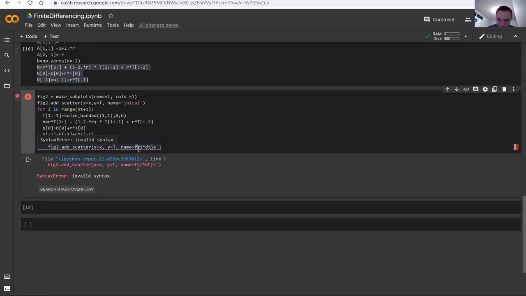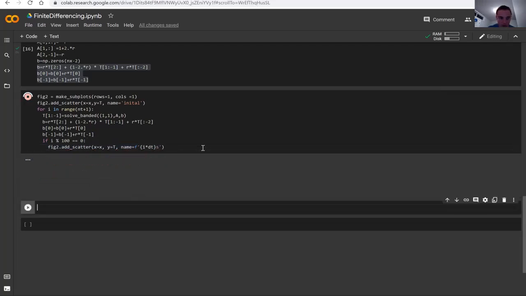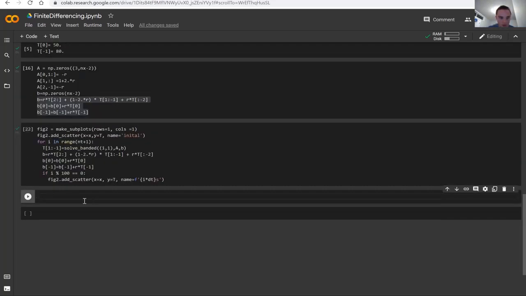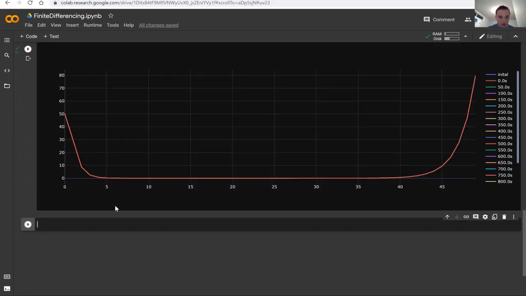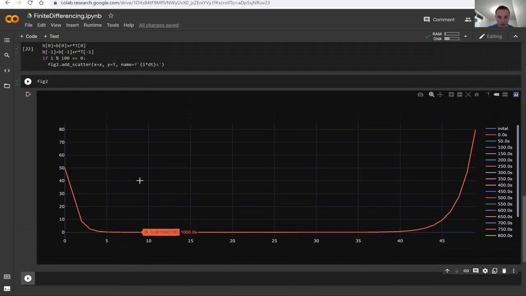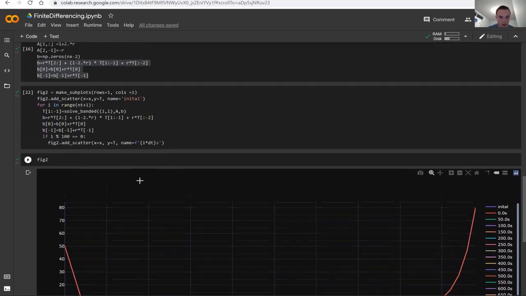Looks like I need an apostrophe right there, so Shift Enter. And now we can just show our figure. So let's see what it looks like. And we have a mistake here. What did I do wrong?